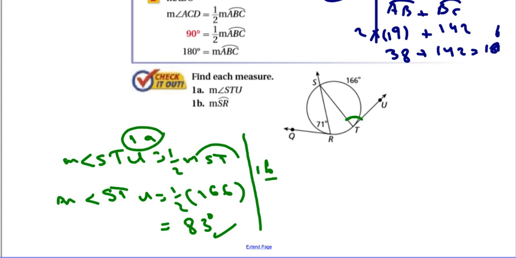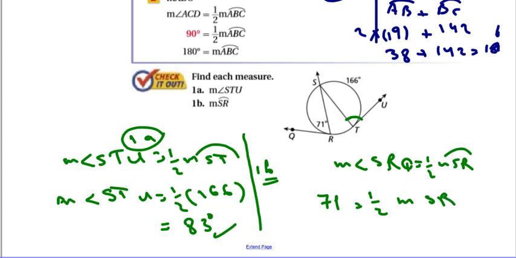1B. Measure of arc SR. This arc. Measure of angle SRQ equals half the measure of arc SR. So 71 equals half the measure of arc SR. Multiply by 2, so the measure of arc SR equals 2 times 71 equals 142 degrees. This is the answer of 1B.